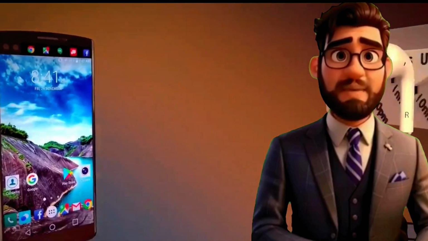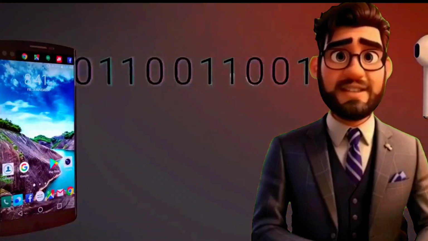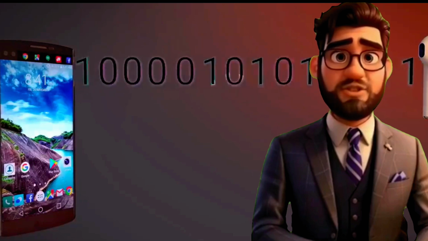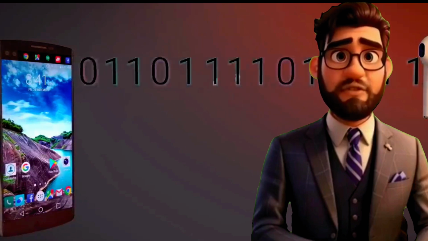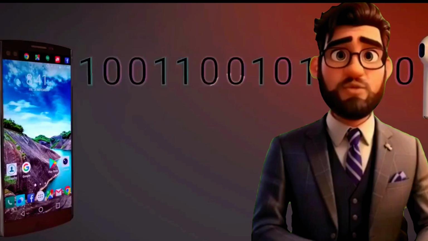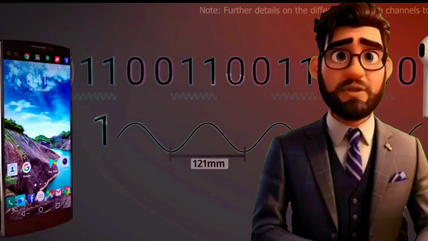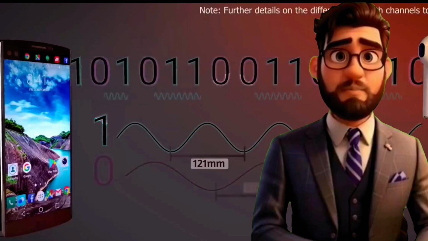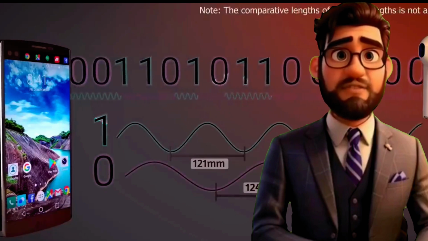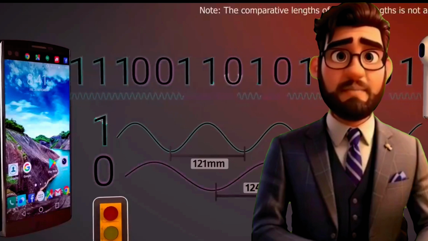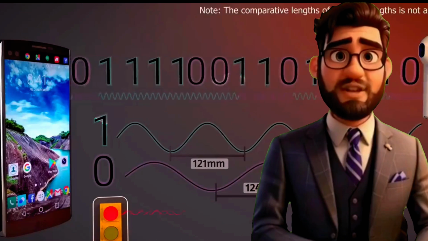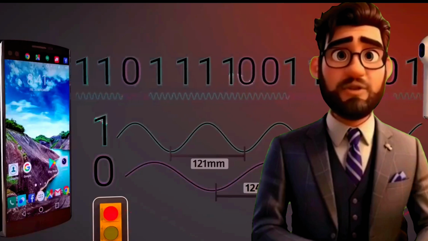glass. When your smartphone sends a long string of binary ones and zeros to your earbuds, it communicates these ones and zeros by designating a wavelength of 121 millimeters as a 1 and a wavelength of 124 millimeters as a 0, similar to the 540 nanometer green and the 700 nanometer red colors of the traffic light.